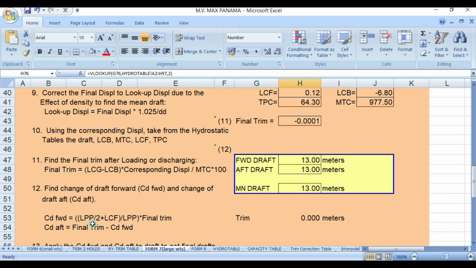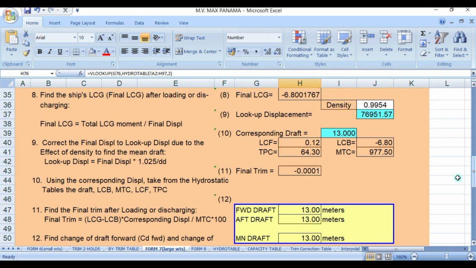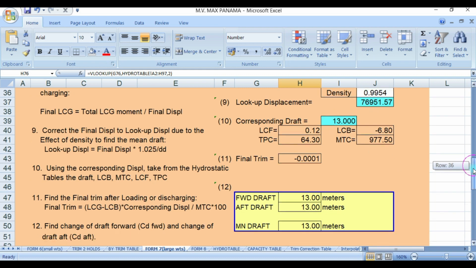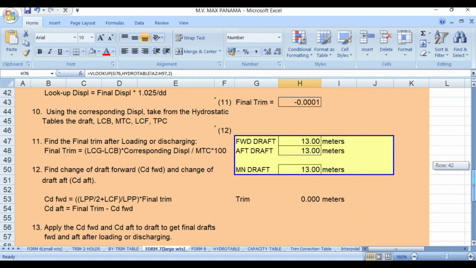This formula won't be necessary because your trim is already nil or 0, meaning to say your forward draft would be 13 meters and your aft draft will be 13 meters. So with your mean draft, because you have no trim. Because with this lookup displacement, the value of this one is 13 meters. Okay? So you have a 0 trim.